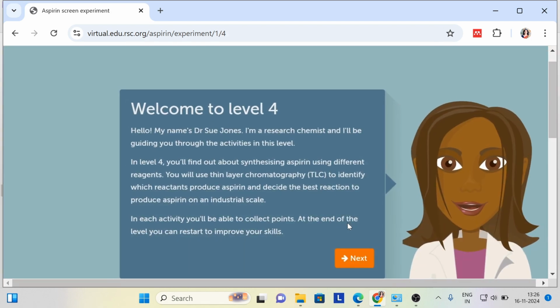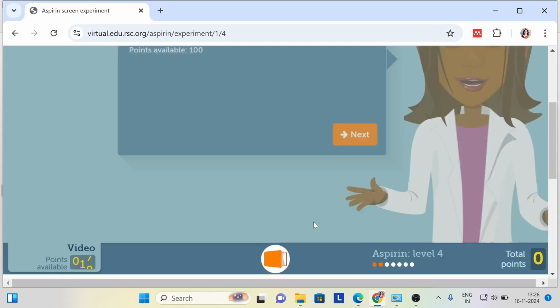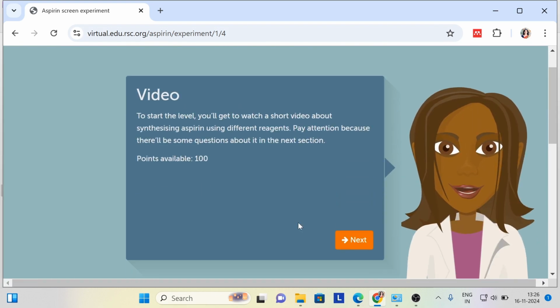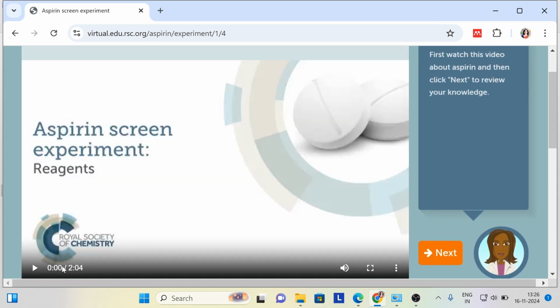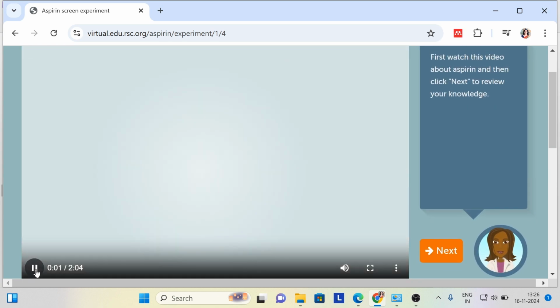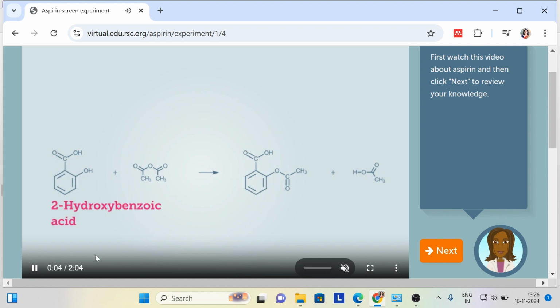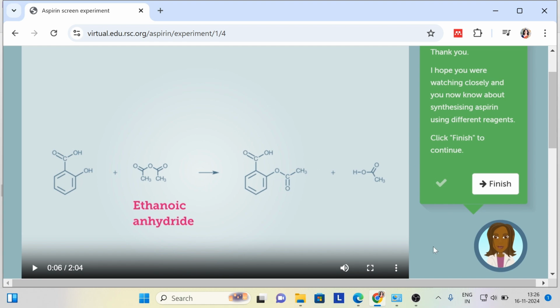What does level 4 work on? It will work on the TLC experiment, but before that we have to see the video. So if I quickly play this video and quickly stop it, I'll click on next. This basically explains the entire mechanism, how the reaction is taking place, right? So you can see the entire mechanism here, and I'll click on next. You may watch it at your own convenience.